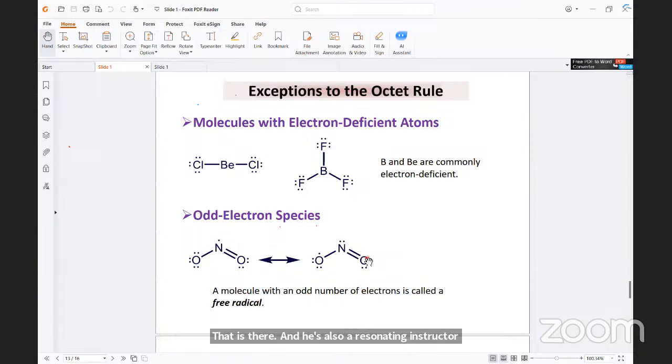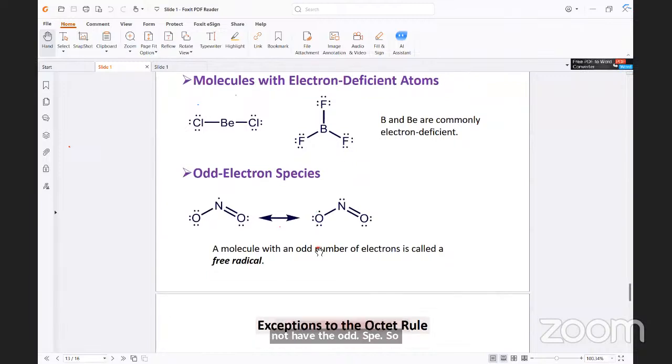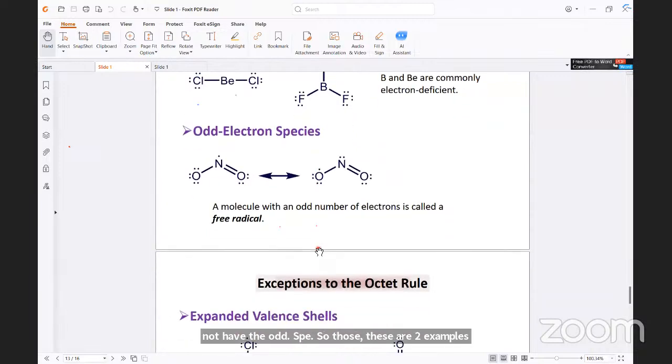You can have that single electron moving from that pair, and you have a lone pair there. And the oxygen will now have the odd species. So these are two examples of situations where the octet rule is not obeyed.